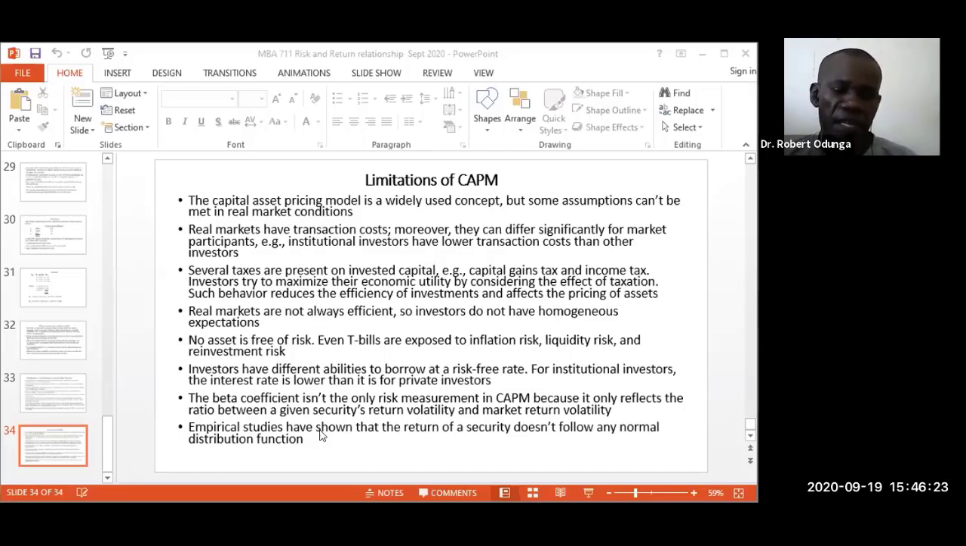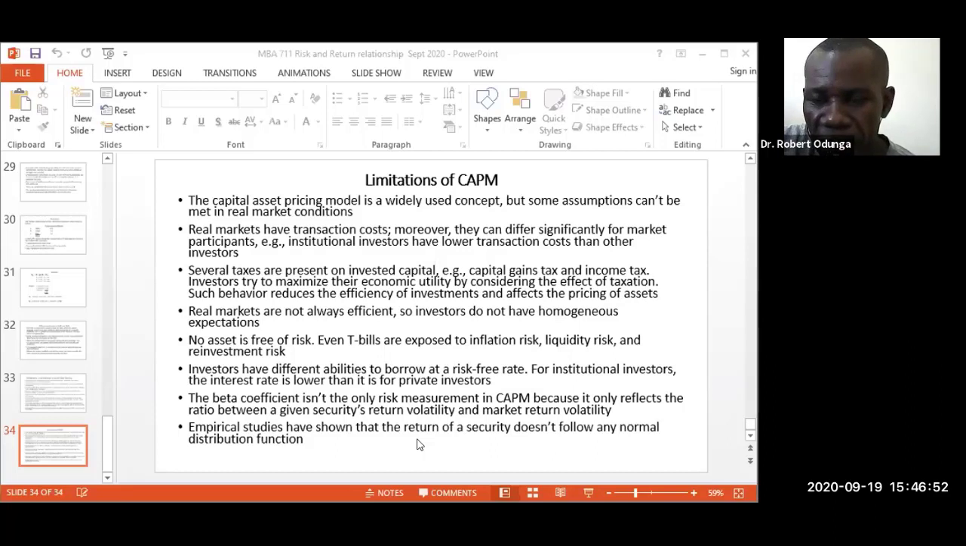Returns keep on fluctuating. Sometimes you may get losses, and sometimes you may make returns. Sometimes they can be huge returns. Sometimes they can be minimal returns. So all these situations are challenged on these grounds to point out the limitations of this model.